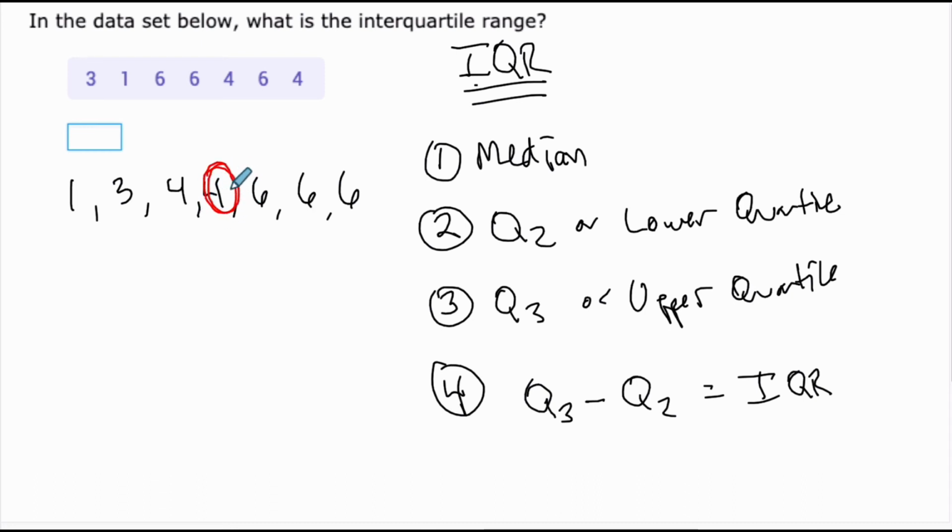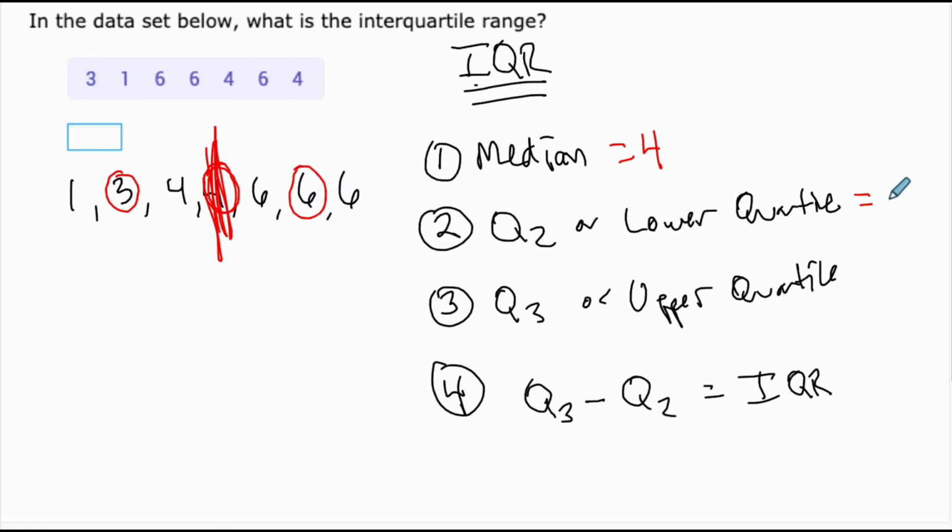It's this 4. If we count it down into the middle, there'd be one number in the middle, it's this 4. So this is my dividing point. Found my median, it's 4. The lower quartile, or Q2, is the middle of the lower part, and that would be 3. There's 3 numbers in the lower half of data, 1, 3, and 4, and the middle of them is 3. There are 3 numbers in the upper half, they're all 6s, and the middle is 6.